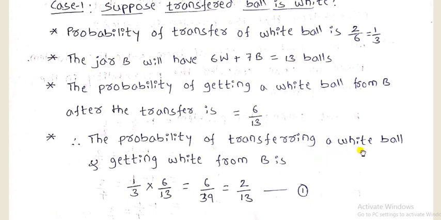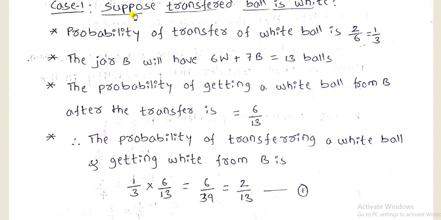Therefore, the probability of transferring a white ball and getting a white ball: after transferring, the total number of white and black balls is 13, so 6 by 13. The chance of transferring a white ball from A to B and drawing white is the product of 1 by 3 and 6 divided by 13, which gives 2 divided by 13.